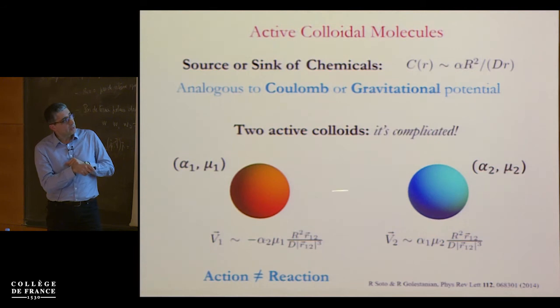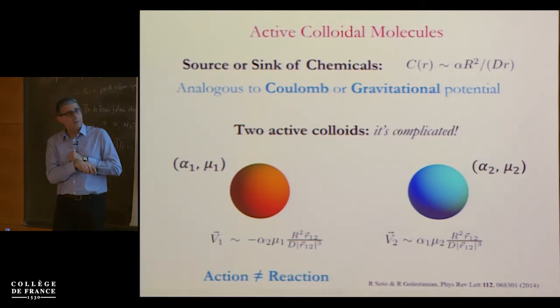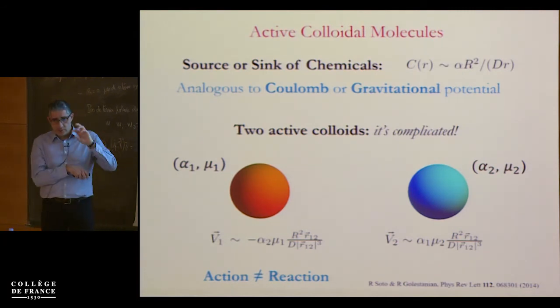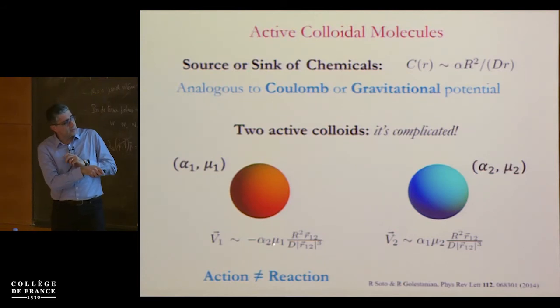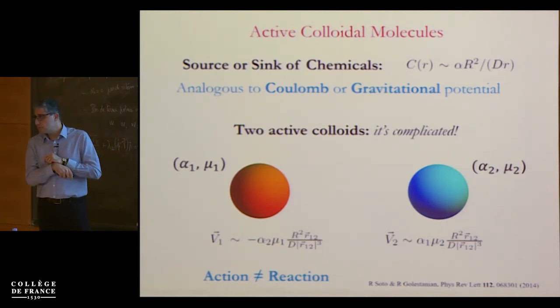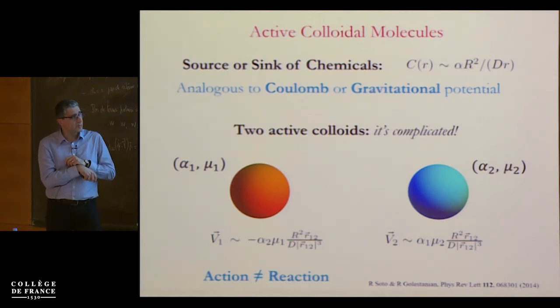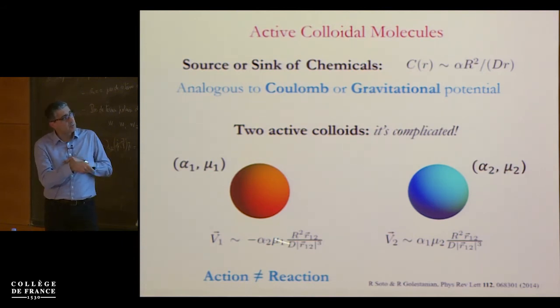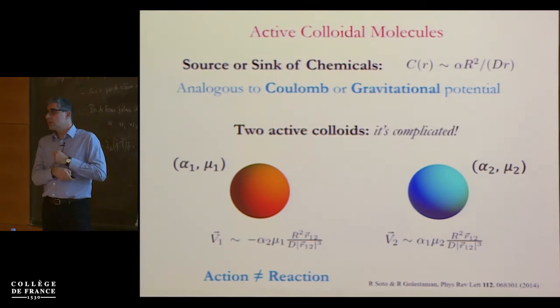However, if you think about these two different objects, each of them will react to the field which is generated by the other one with its own mu. So the velocity of this one is proportional to alpha 1 mu 2. Velocity of this one is proportional to alpha 2 mu 1. So unless I actually tune these parameters so that the product of alpha 2 and mu 1 is the same as alpha 1 and mu 2, which is probably very difficult to do experimentally, then the action and reaction symmetry will break, which means in general the interaction between these two systems cannot be just explained by one statement.